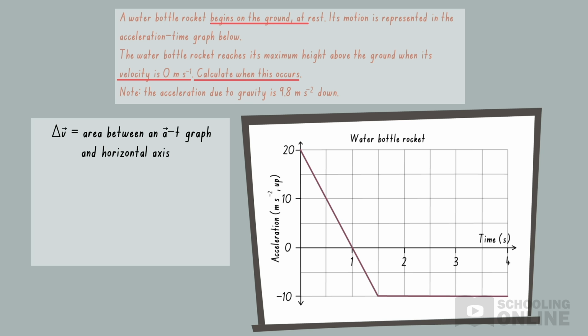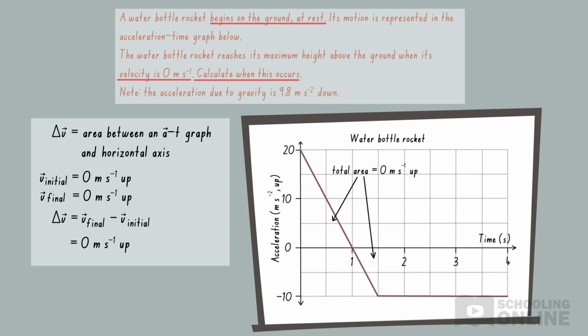The rocket starts on the ground, at rest, and we are trying to find the next moment when its velocity is 0. Therefore, the change in velocity will be 0 metres per second. This corresponds to an area of 0, which is possible when the areas above and below the horizontal axis cancel out. In summary, our task is to find the time when the total area is 0.